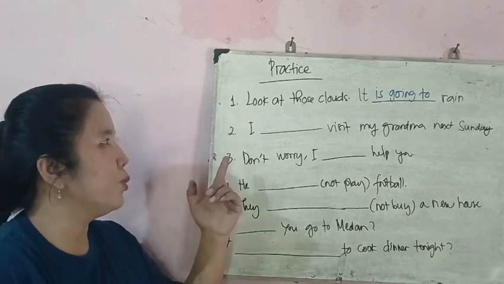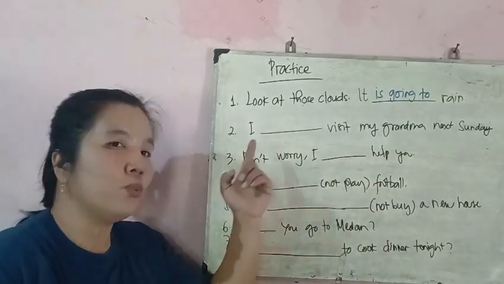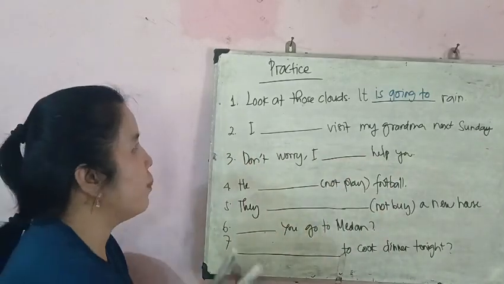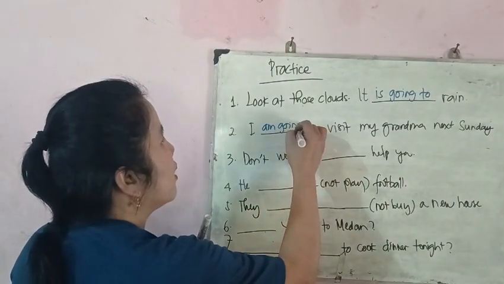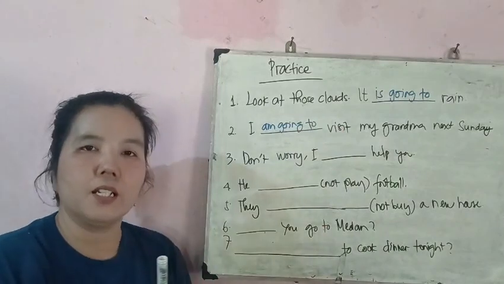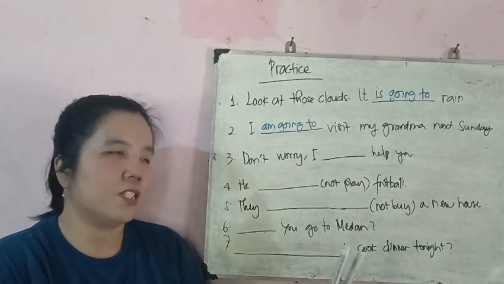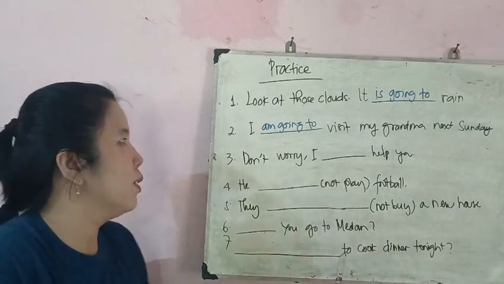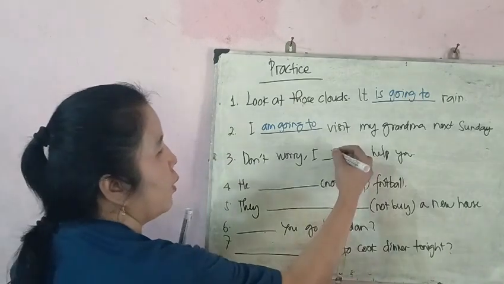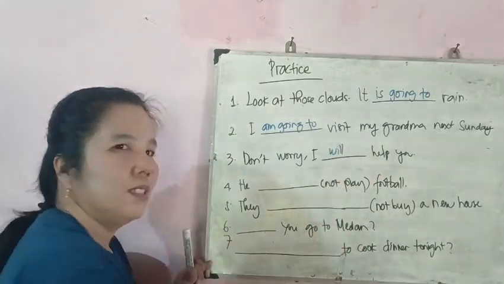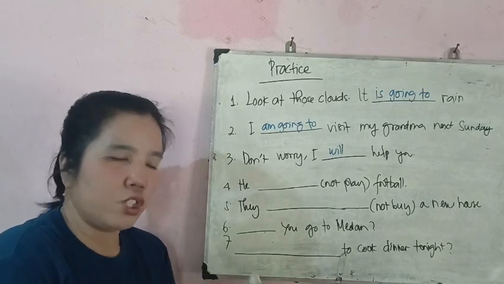Next, number 2, I visit my grandma next Sunday. What do we put here? Yeah, we put I'm going to visit because the speaker has already planned this visit, so we use be going to. Number 3, don't worry, I help you. Okay, we use will. Okay, this is a spontaneous or instant decision.